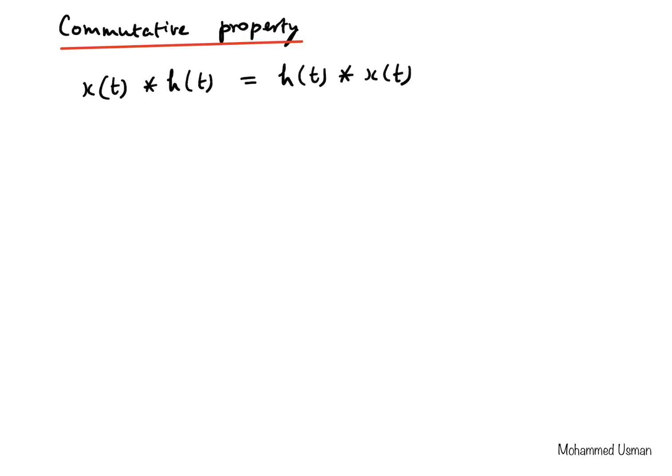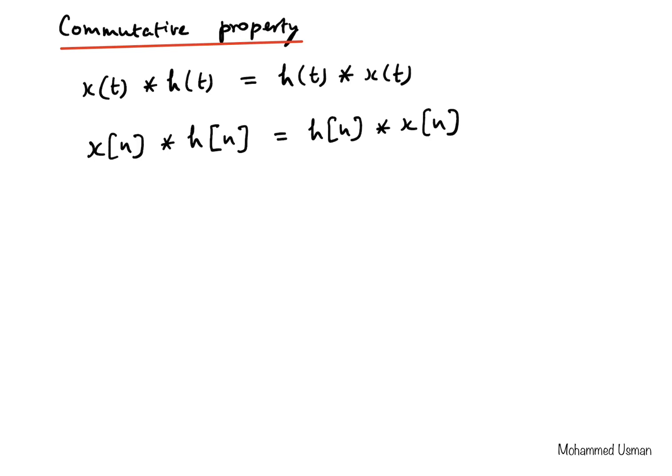So it's basically like addition. Addition is commutative. 2 plus 3 is the same as 3 plus 2. Multiplication is also commutative. 2 into 3 is the same as 3 into 2. Similarly, convolution is also commutative. That means x of t convolved with h of t is the same as h of t convolved with x of t. And this equation is for the continuous time case. Similarly, for the discrete time case, we can write it as x of n convolved with h of n is equal to h of n convolved with x of n.